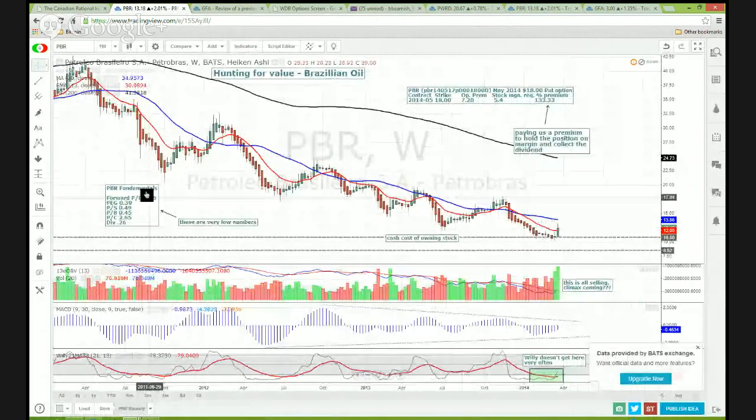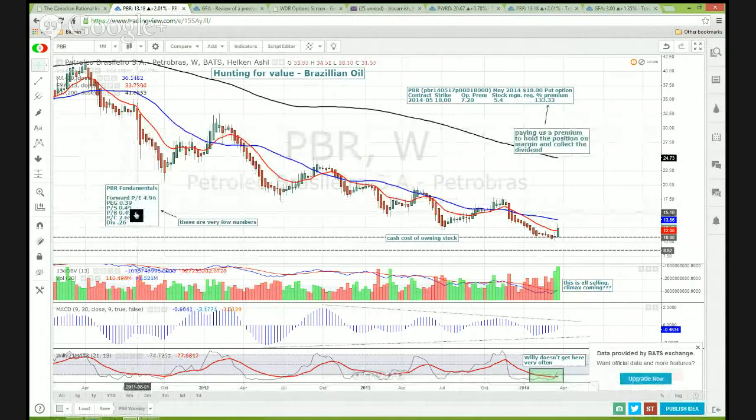So the algo itself is hunting for a ridiculous value. Forward PE 5 times earnings, price to earnings growth 0.39, price to sales 0.49, price to book 0.45, price to cash 2.65, and they're paying you a dividend along the way. The actual option was the $18 put. You collected $7.20 in premium. The margin requirement to hold the stock is $5.40, so basically you had a nice 33% premium.